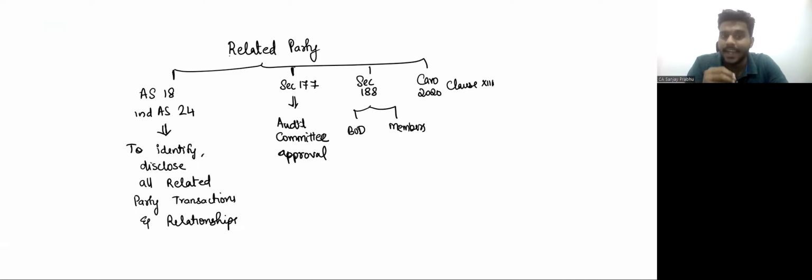For example, Accounting Standard 18 and Ind AS 24, where these standards require the company to identify all the related party transactions and related party relationships, and disclose them in the financial statements. Section 177, where we have to obtain the audit committee's approval before entering a transaction with the related party. Section 188, where before having any transaction with the related party, we have to obtain the permission of the board of directors, and if the transaction exceeds a specific limit, we have to obtain permission of the members.